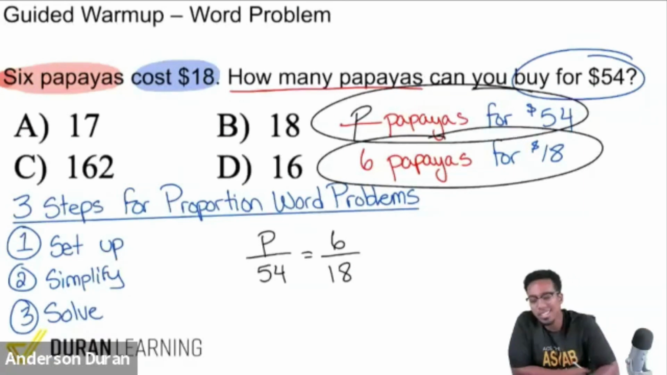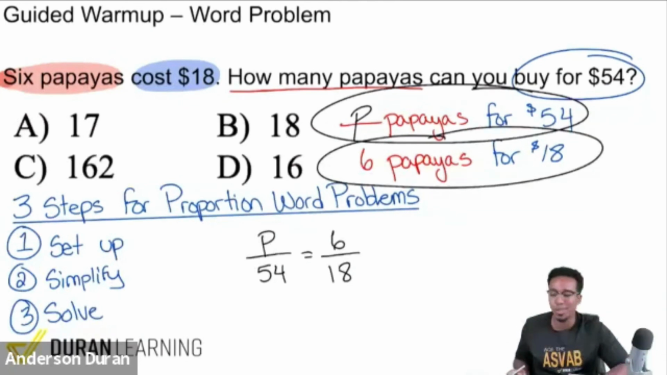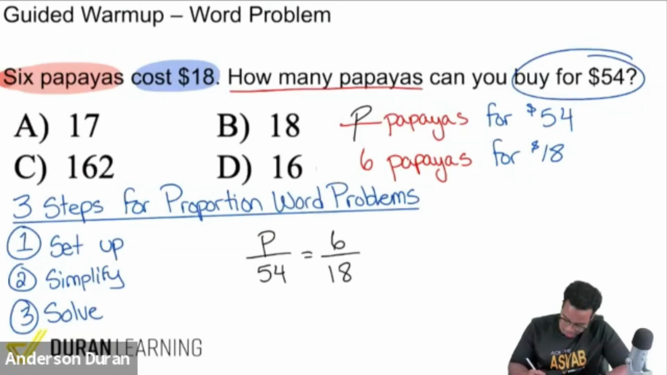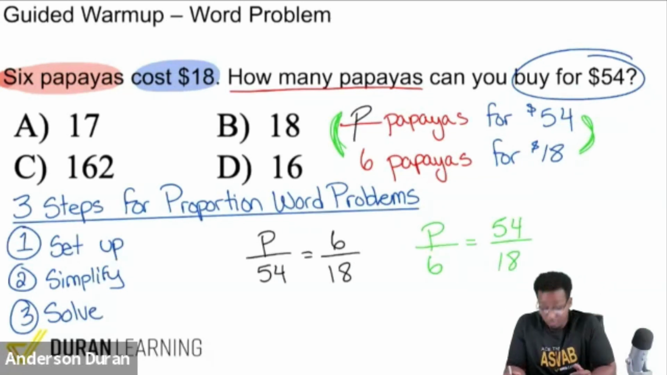No, it is not the only way to set it up. It absolutely is not. There is more than one way always to set it up. As long as you're comparing the same things in the same way, you're good. Watch this. Let me show you here. I can say, hey, P over 6 equals 54 over 18. That is absolutely another way you can set it up.